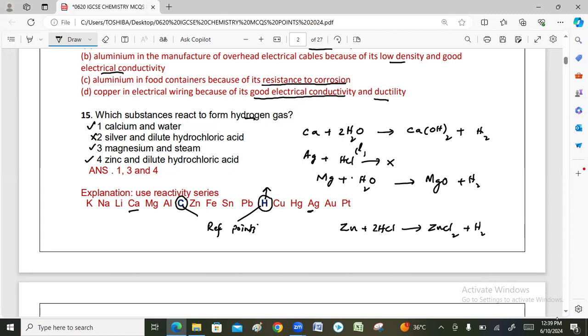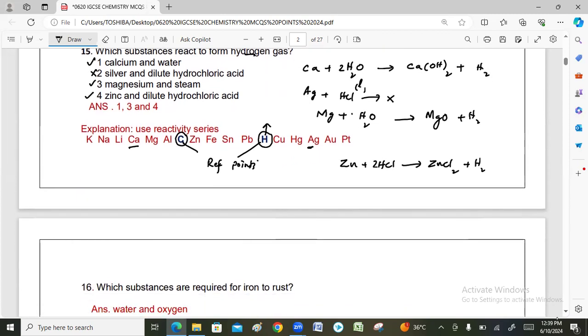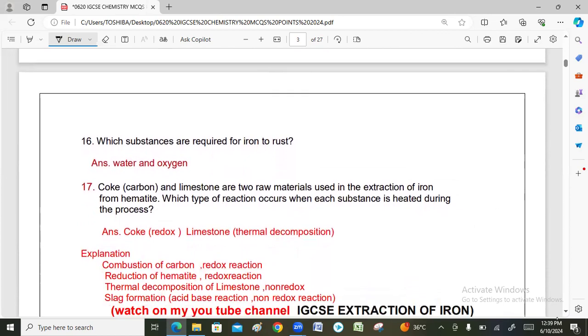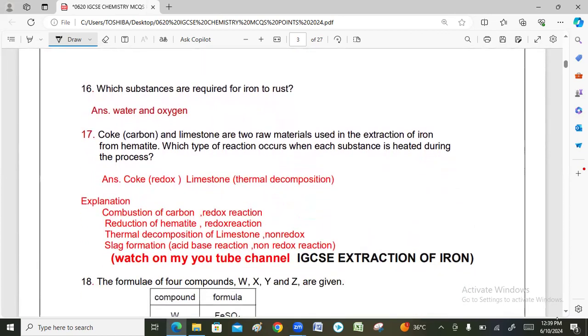So all the elements which are above hydrogen in the reactivity series, they can react with the dilute acid to make hydrogen gas because they are more reactive than hydrogen, so they can displace hydrogen from the aqueous solution of acid. Which substances are required for the iron to rust? This is a fixed answer, no answer except these 2 points.